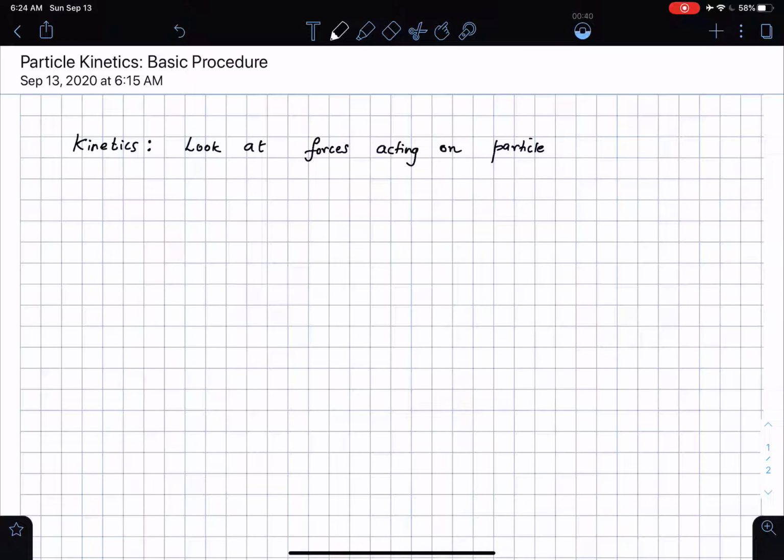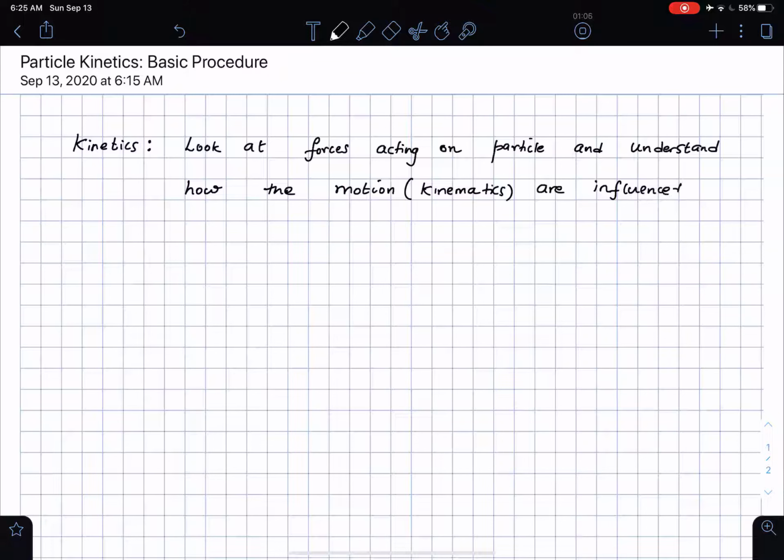If you're doing rigid body kinetics, then you'll be looking at the forces acting on the rigid body and understand how the motion, or the kinematics, are influenced by the forces.